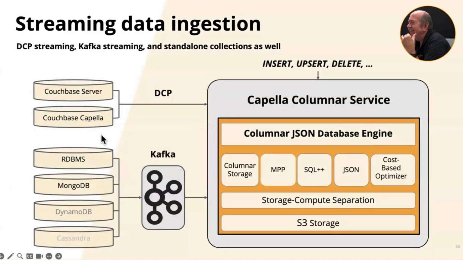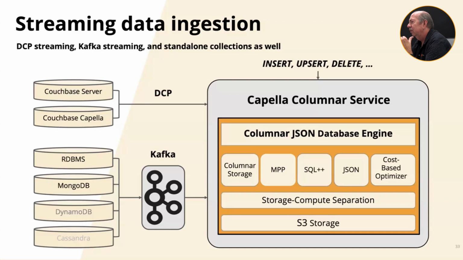So again, at a cartoon level, the data can land in and be managed in Columnar, either coming from DCP streams, Kafka streams, or just put there via inserts, upserts, deletes, and so on, talking to Capella Columnar. DCP is dealing with Couchbase Server data and Capella operational data, and your other data sources would be coming in via Kafka, and here is your Columnar instance. So streaming data ingestion is one of the big ways that the data comes in.